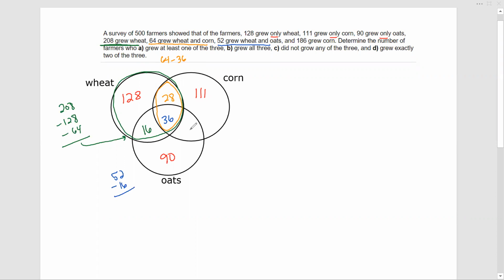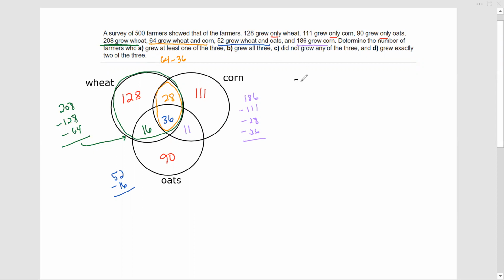And notice we have one more region left to fill in, and that's going to be the farmers that grew oats and corn. And so our last piece of information that will help us with this is that 186 farmers grew corn. So that means this entire circle is 186 farmers. So if I take 186, subtract 111, and subtract 28, and subtract 36, that'll tell me what I have left in this region. So let me do that. 186 minus each of these regions gives us 11 farmers in that overlap. And now that my Venn diagram is completed, I can go ahead and answer the questions.